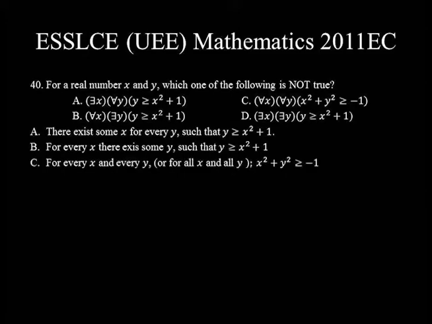Choice C. For every x and every y, or for all x and all y, x squared plus y squared is greater than or equal to negative 1. The sum of the squares of any two numbers is greater than negative 1, but not equal to negative 1. So choice C is also not true. Choice D. For some x, there exists some y such that y is greater than x squared plus 1. We can find a certain y for some x such that y is greater than x squared plus 1. So choice D is also true. The correct answer, or the choices not true, are either choice A or choice C.